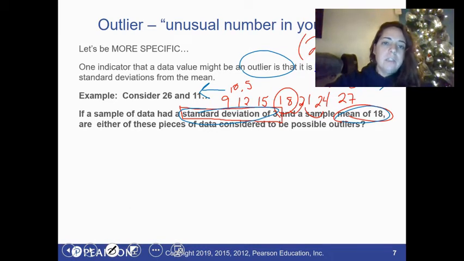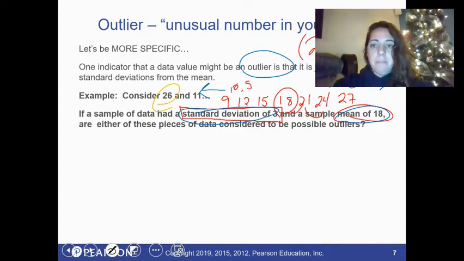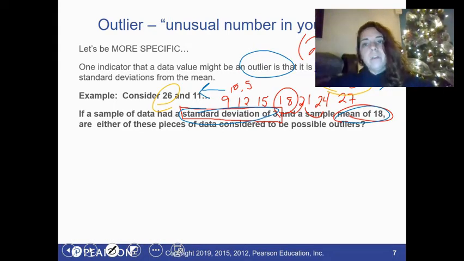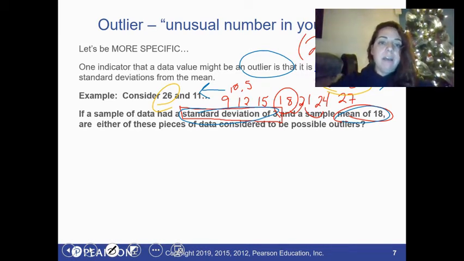So let's look at this. So 26. Is 26 smaller than 10.5? No. Is it bigger than 25.5? Yes. So if it's outside, if it's more than 2.5 away, if it's bigger than 25.5, then yeah, it sounds like 26 could be an outlier. That would be a suspect outlier.